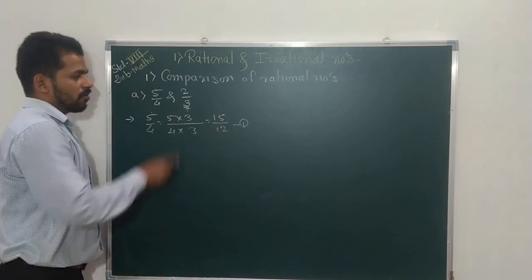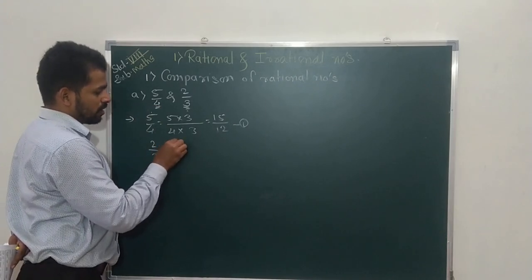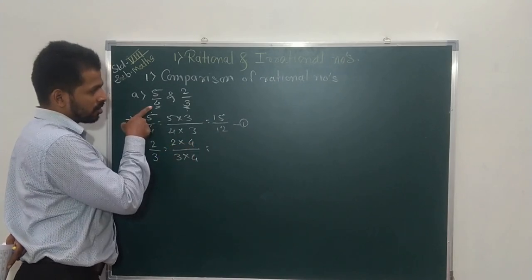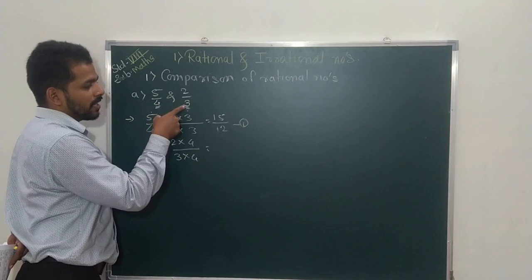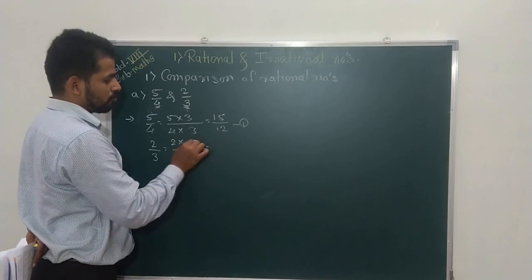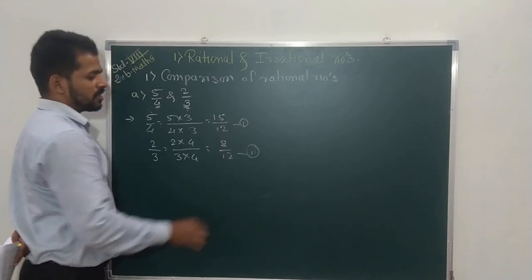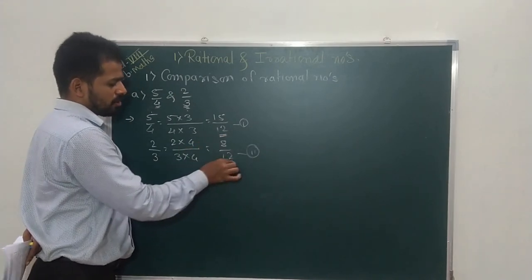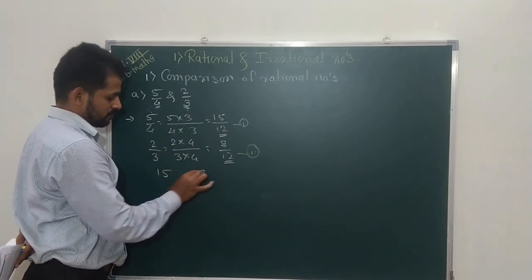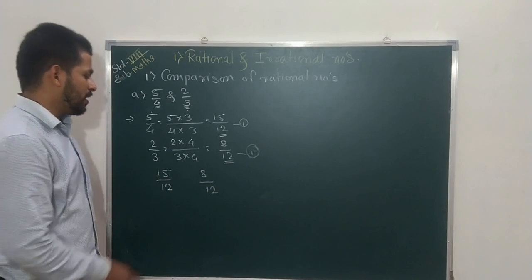And the second rational number we multiply by 4, meaning 2 multiplied by 4 and 3 multiplied by 4. So the first rational number is multiplied by the second denominator, and the second rational number is multiplied by the first denominator. That is 4 2s are 8, 4 3s are 12. Now the denominators are equal. Now we compare the numerators, 15 and 8. The first one is 15 upon 12 and the second one is 8 upon 12. We compare the numerators now.